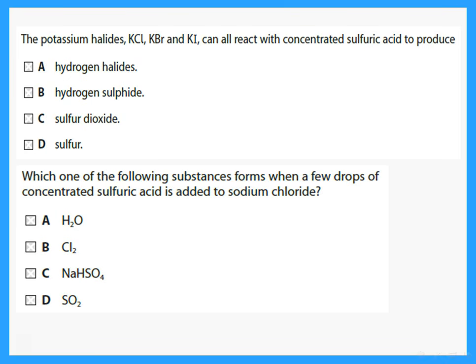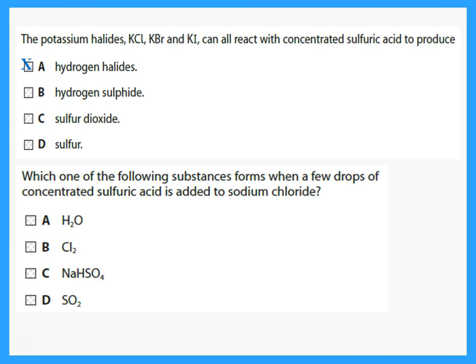Potassium halides can all react with concentrated sulfuric acid to produce what? What do all of them produce? KCl or KBr or KI? They all produce hydrogen halides, because the first thing that will happen when you react any of these with sulfuric acid is it will give HCl or HBr or HI.